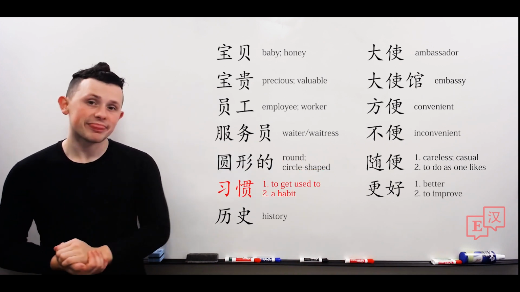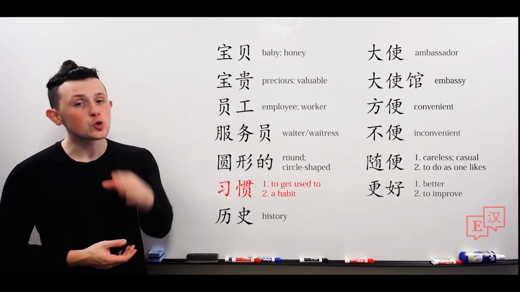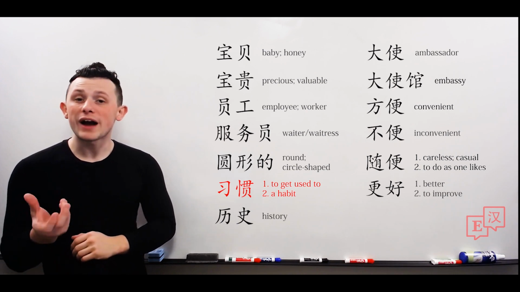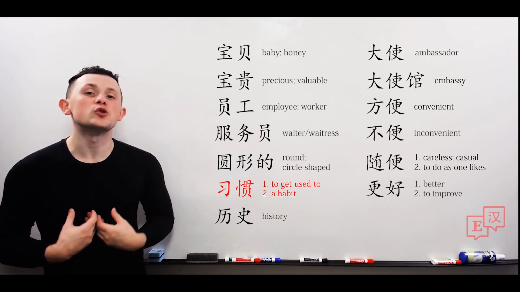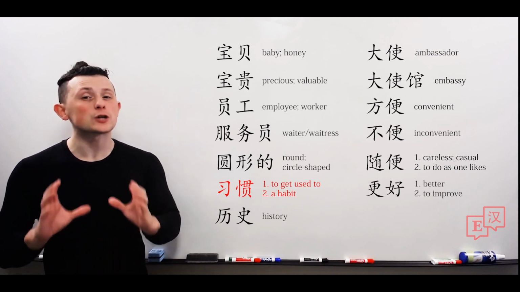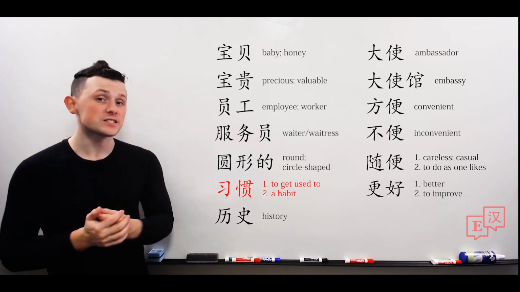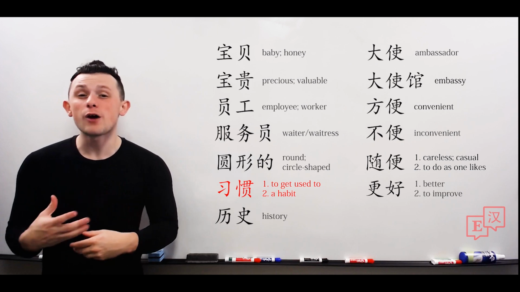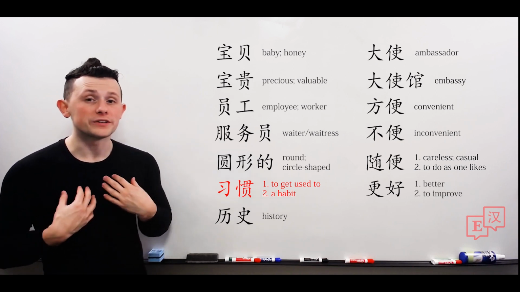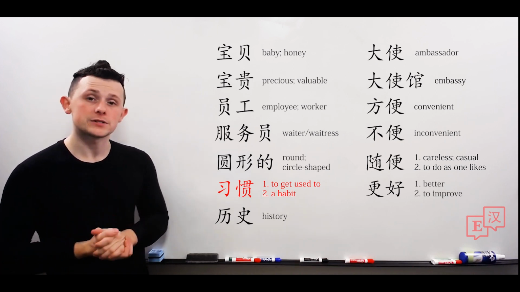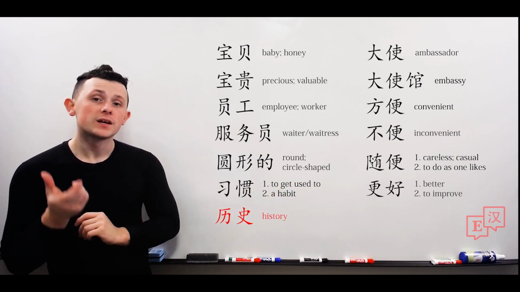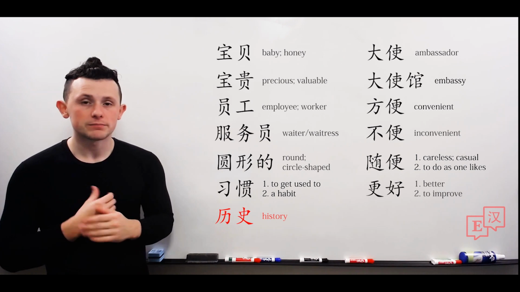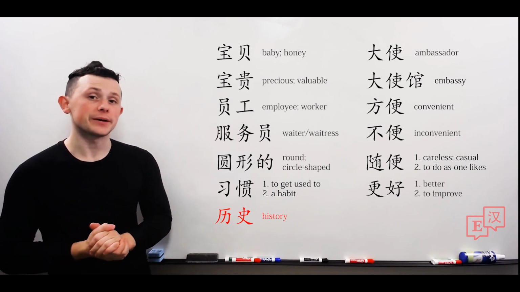圆形的, the adjective of circular or round. 习惯. So practice with habits or a custom. This means to be accustomed to. This is the actual verb word, be accustomed to. It is also the noun for a habit. 我的习惯, my habits. 历史, experience, history, is the noun history.